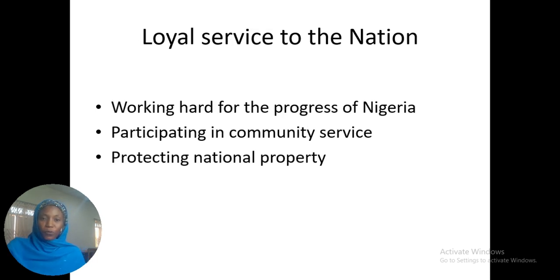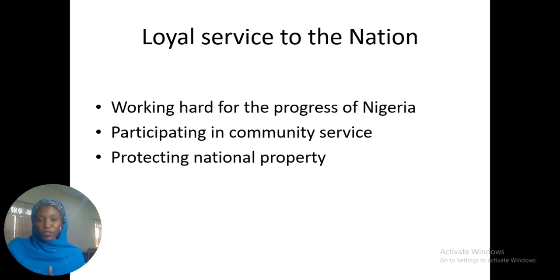Then we move forward to look at loyal service to the nation. That is those services we can render to the nation that will show that we are loyal. One, working hard for the progress of Nigeria. As a Nigerian citizen, you help in doing all sorts of work that are good, that will improve the economy positively. Participating in community services.